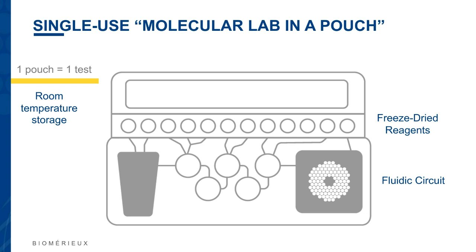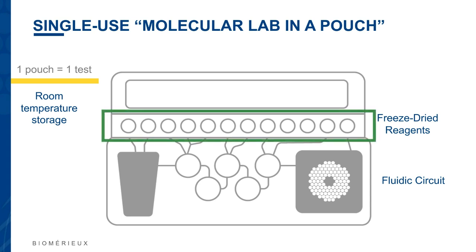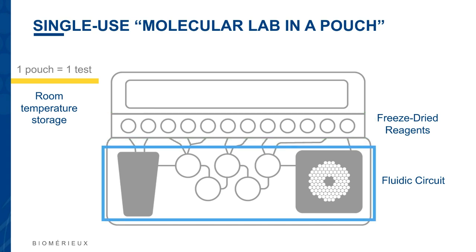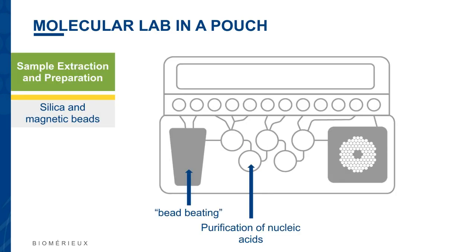And on the top of the pouch, you have all the freeze-dried reagents here. And then you have what we call the fluidic circuits, where all the liquids will be moved from one chamber to another using some actuators in the system to go into the array that will perform the single assay.